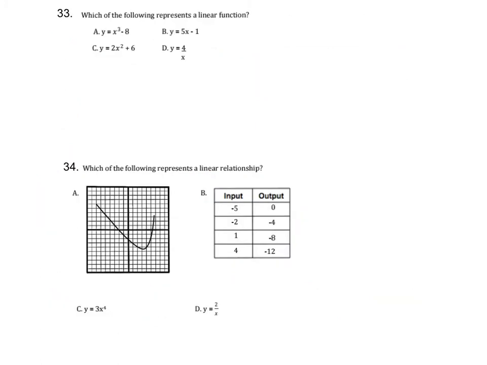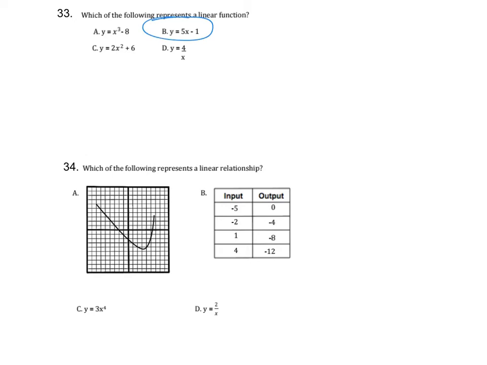Next, they give us equations, and they ask us which is a linear function. Which of these would make a line if we were to graph them? Well, the only equation you're familiar with for linear functions is slope-intercept form. Are any of these in slope-intercept form? y equals mx plus b? That one's going to be a line.